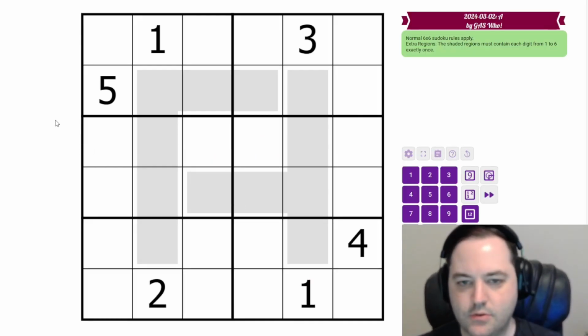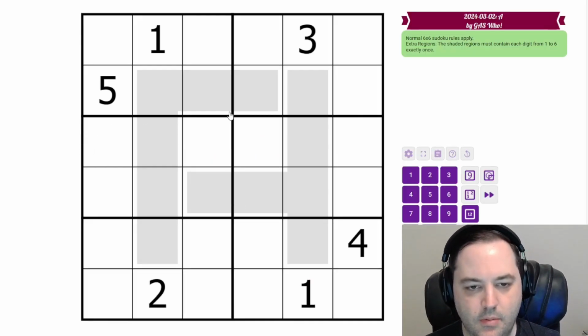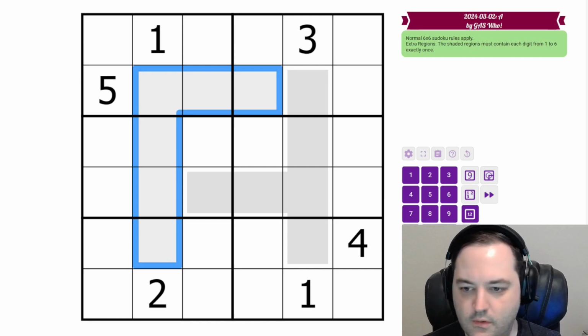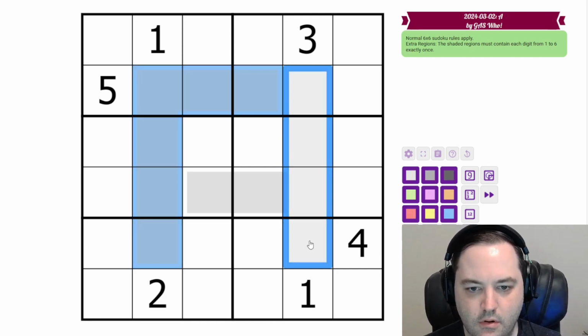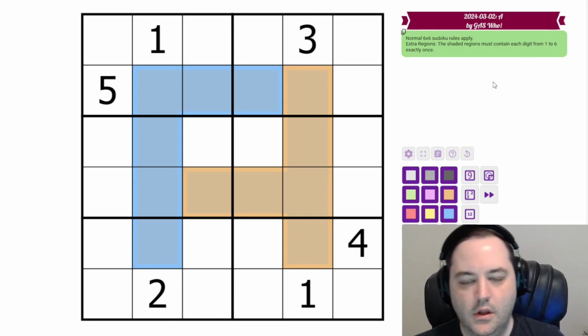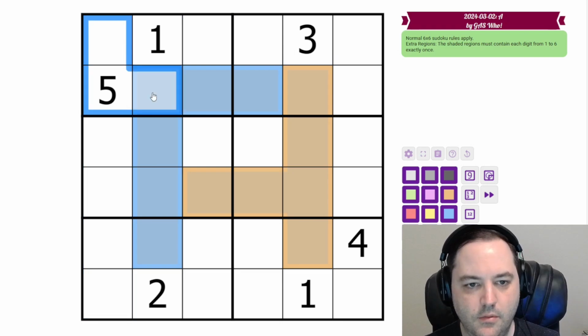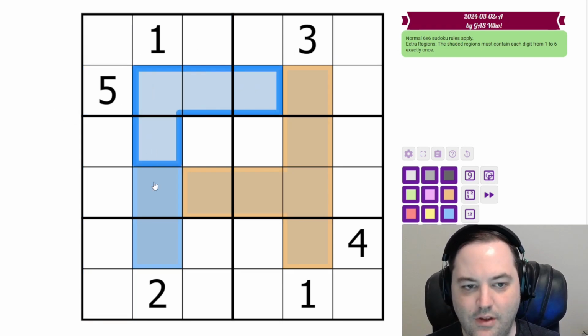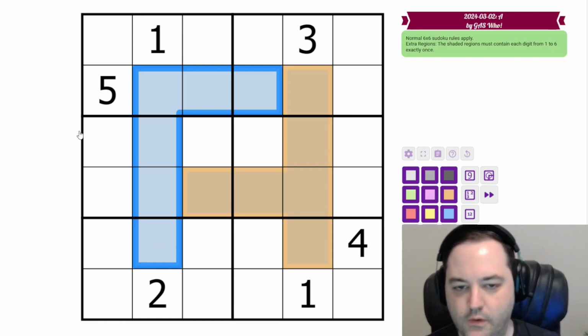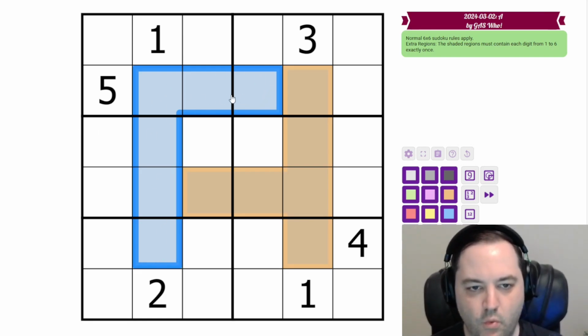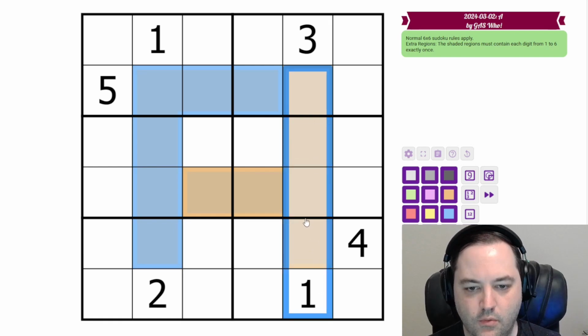A is an extra regions puzzle, and apparently it's a little hard to see for some people, so I'm going to color the extra regions. So normal rules, 1 to 6 in each row, column, and 3 box. Additionally, we have extra regions which also must contain 1 to 6, exactly once each. There is a 1 through 6 in blue, there's a 1 through 6 in orange.